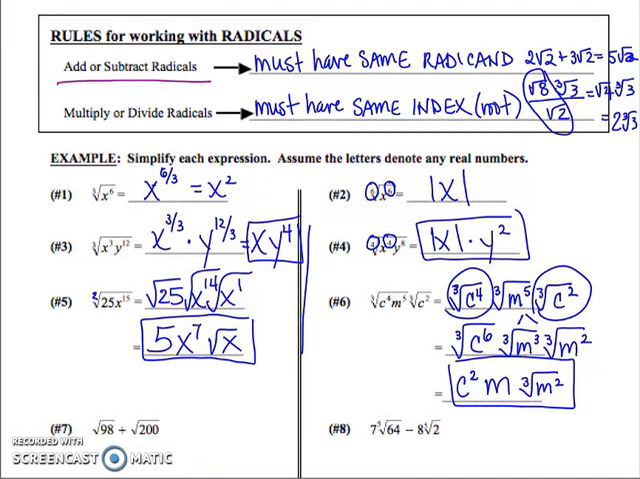This is Pre-Calculus Section 1.2 Notes, Day 2, Part 2. We left off on example 7.